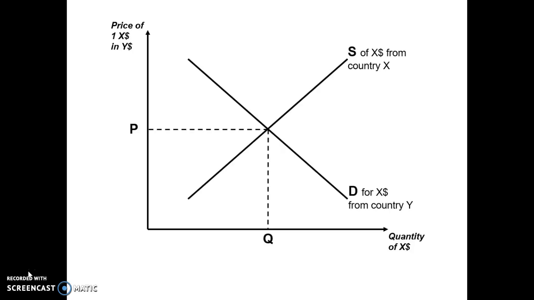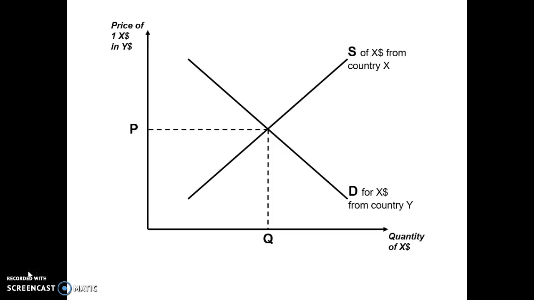Demand becomes demand for x dollars from country Y. If we're looking at an exchange rate of x in terms of y, then we're interested in how much people in country Y want x dollars. And finally, quantity simply becomes quantity of x dollars. After all, whenever we do a microeconomics diagram, it is price and quantity and supply and demand of a particular item. In this case, that particular item is the x dollar.